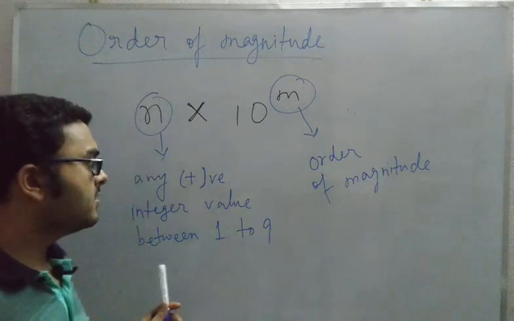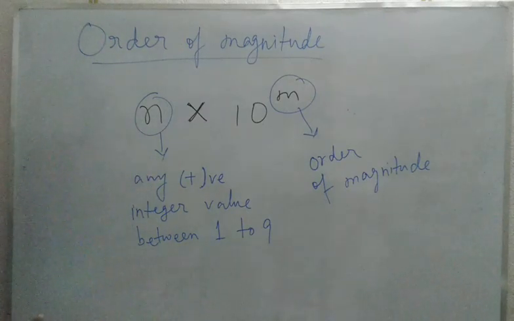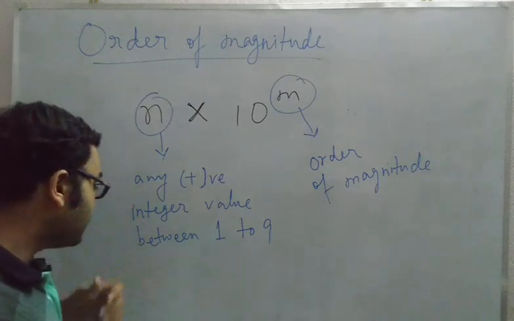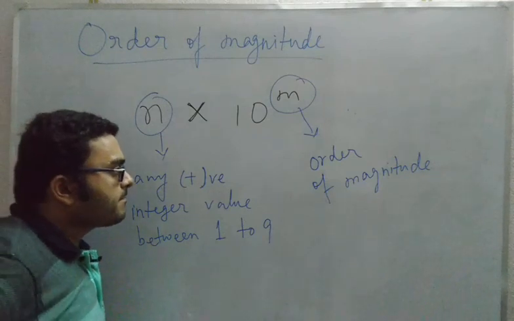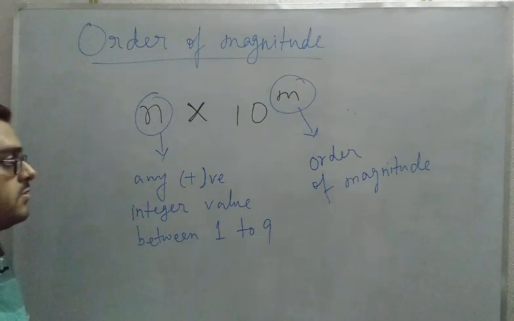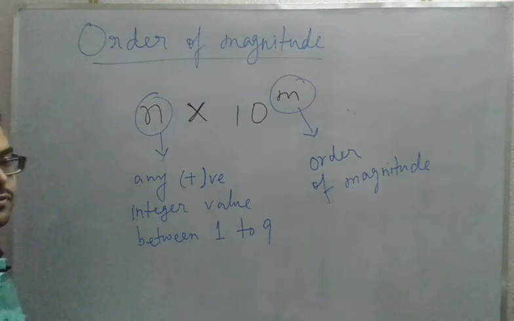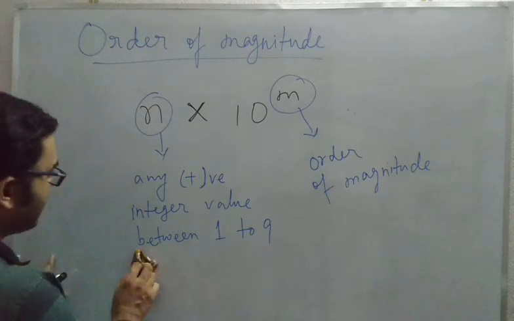So I think you have got a fair idea of the order of magnitude. Okay. Now, how to determine the order of magnitude? I will show you with some examples how we can calculate the order of magnitude. I think you have noted it down. I will be erasing it off.